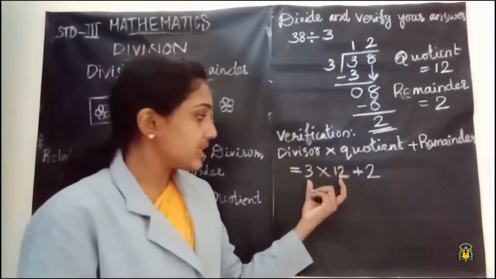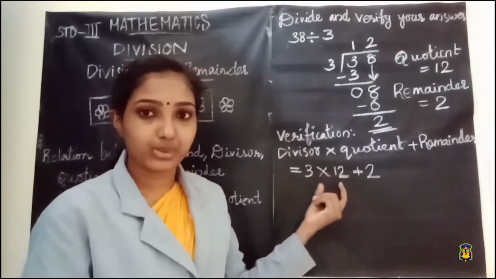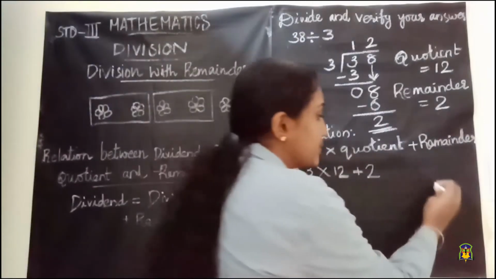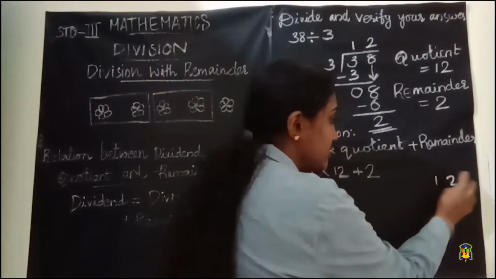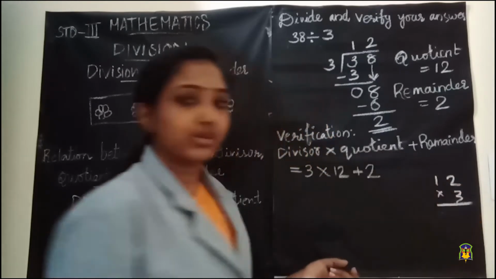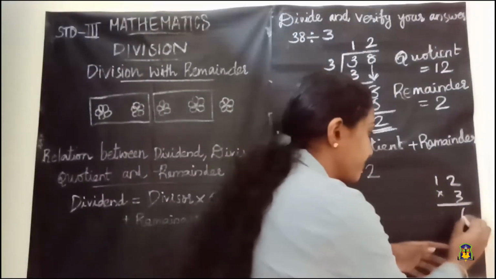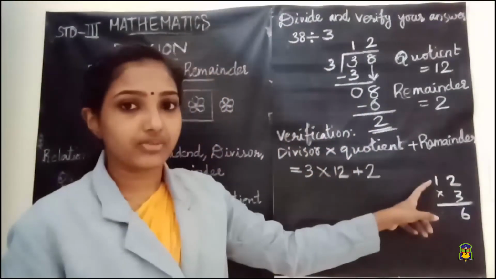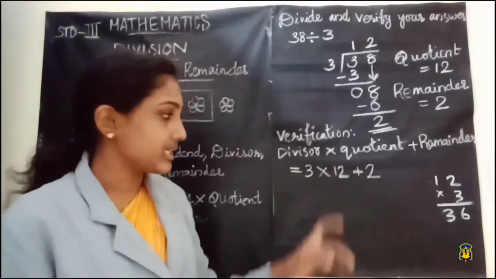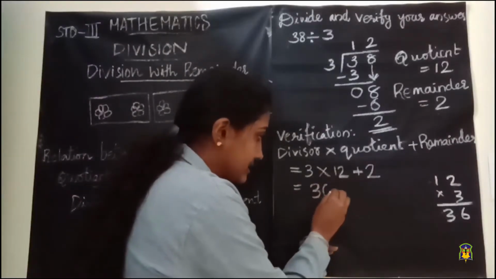Okay. So first we have to multiply this one. We have to multiply 3 into 12. So first we can do our multiplication. 12 into 3. What is 3 into 2? We'll get 6. Next 3 into 1. 3 into 1 is what? It's 3 itself. So it is 36. So 3 into 12 we'll get 36.